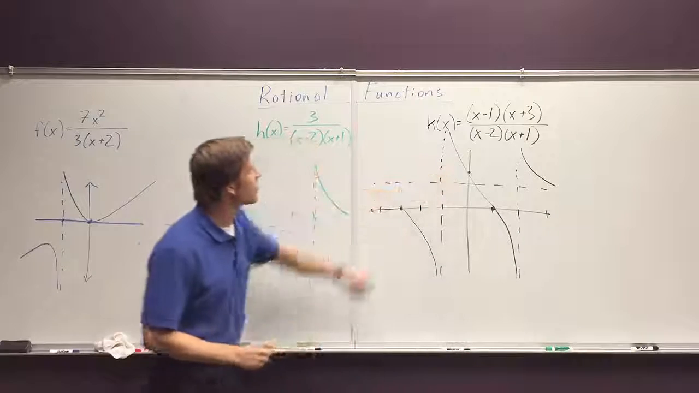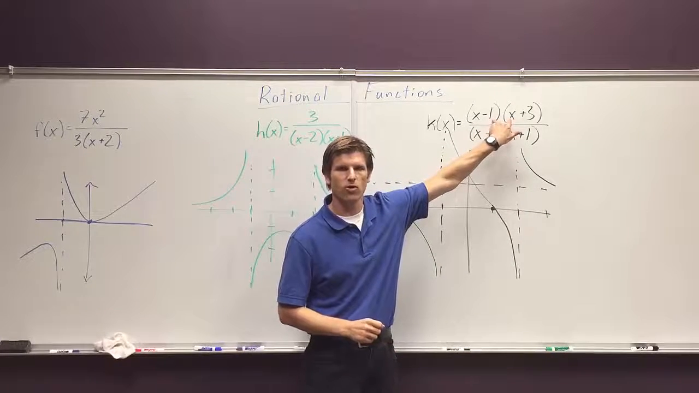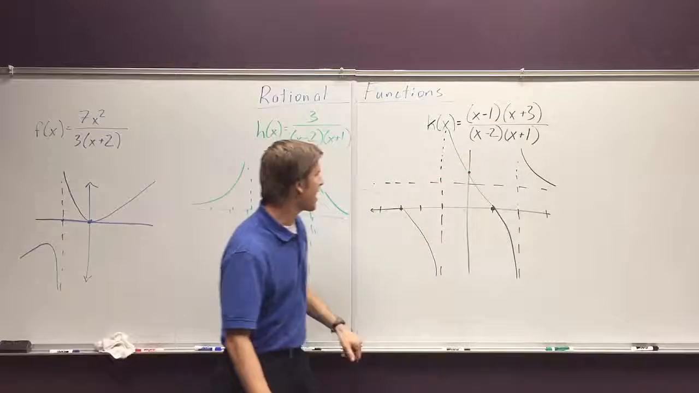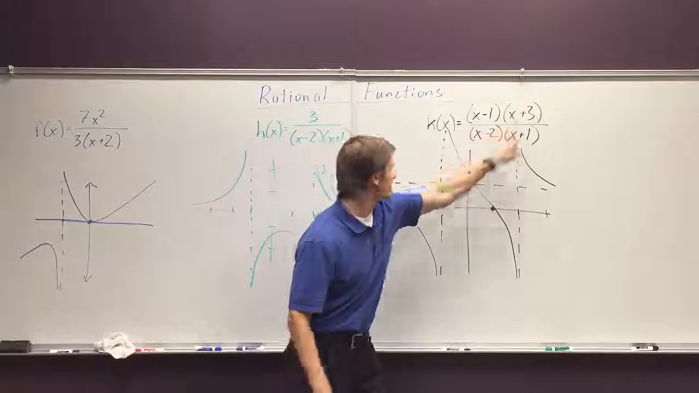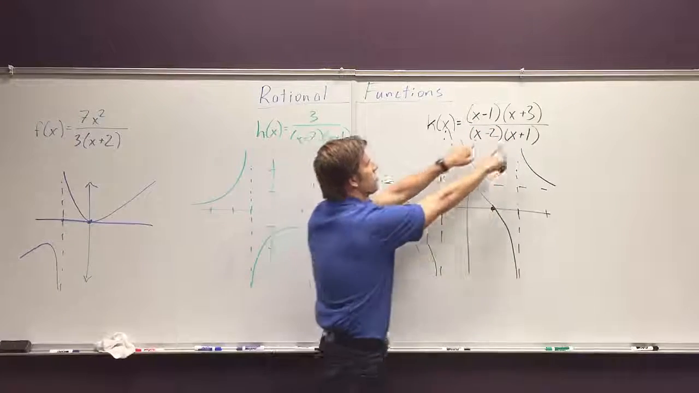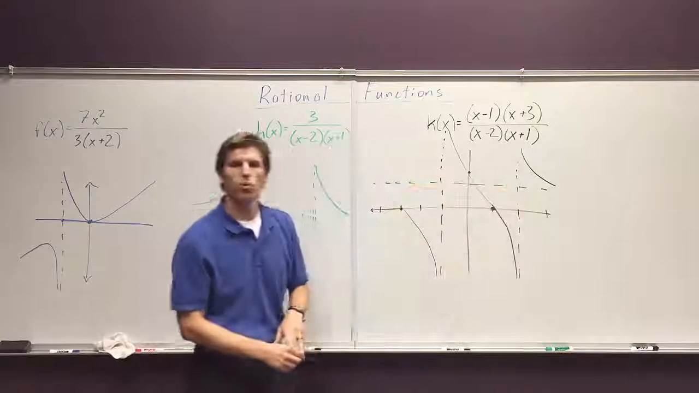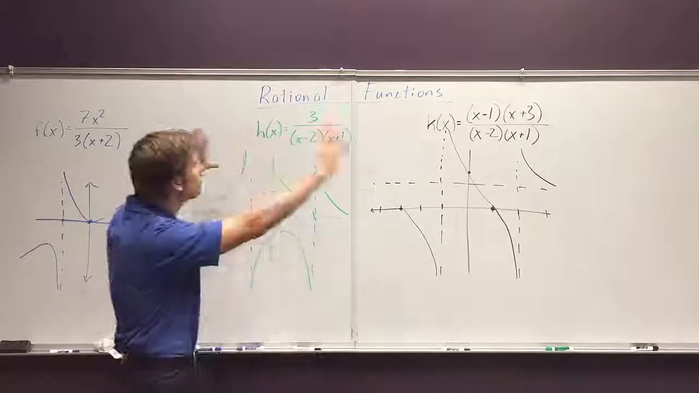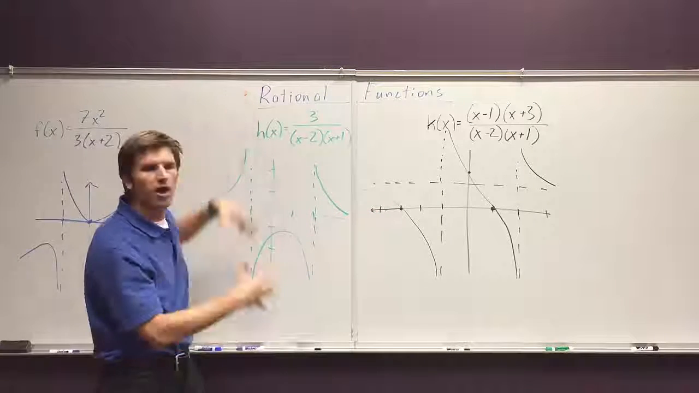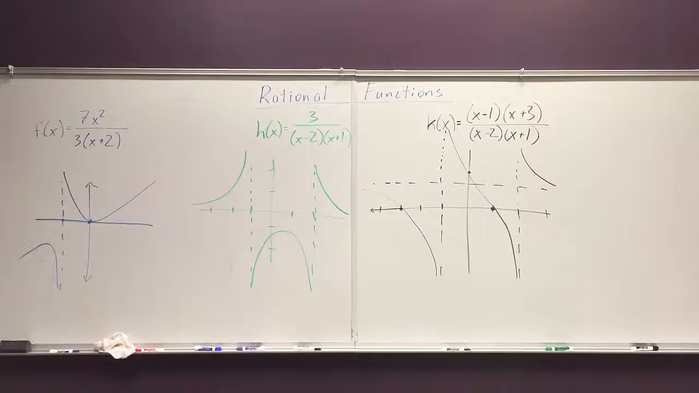Last but not least, notice this picture. We have 2 zeros. Those are places where it crosses the x-axis. One is at +1, one is at -3. Then I have 2 vertical asymptotes there. I have a horizontal asymptote at y = 1. And so this is what the graph ends up looking like. This is just to familiarize you with rational functions in general.